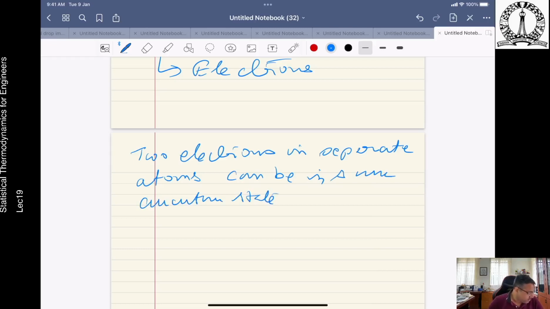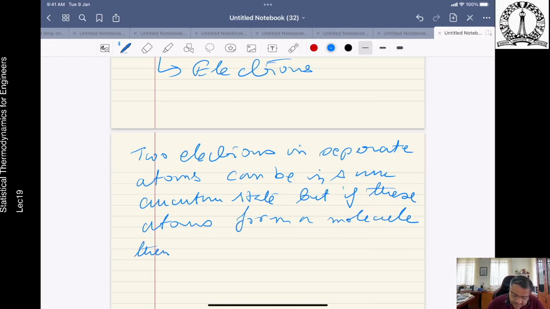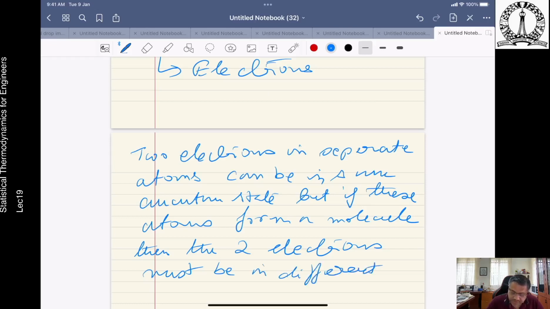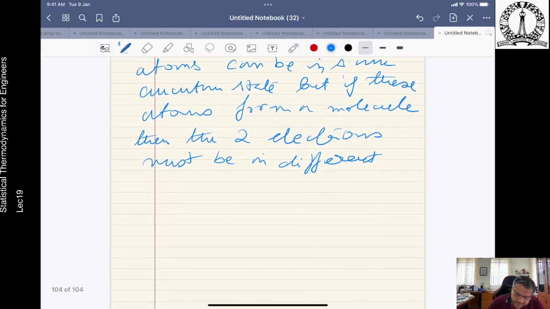But if these two atoms form a molecule, then the two electrons must be in different quantum states.